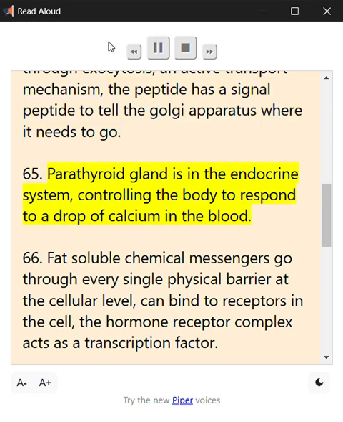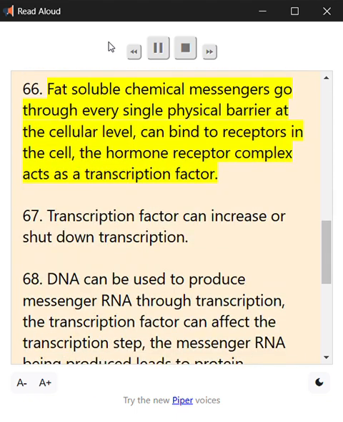65. Parathyroid gland is in the endocrine system, controlling the body to respond to a drop of calcium in the blood. 66. Fat-soluble chemical messengers go through every single physical barrier at the cellular level, and combine to receptors in the cell. The hormone receptor complex acts as a transcription factor. 67. Transcription factor can increase or shut down transcription.